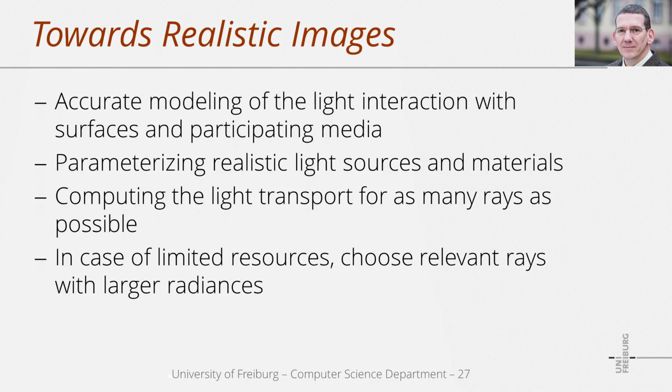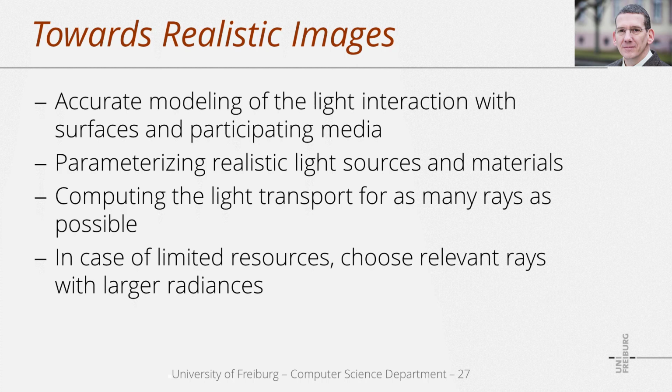So, which aspects are important when we try to render an accurate image? First of all, we need accurate models for the light transport. For instance, we need to model how light interacts with surfaces, which is realized by the rendering equation. Another highly relevant aspect is a realistic parametrization of our scene elements. For instance, if we render a perfect red sphere under a point light source, then the resulting image will never look realistic, no matter how accurate we compute the light transport.